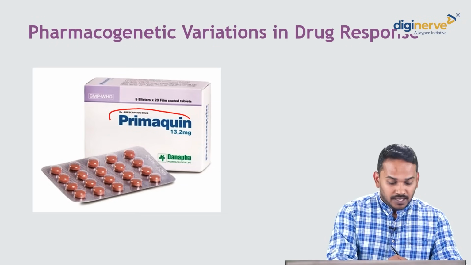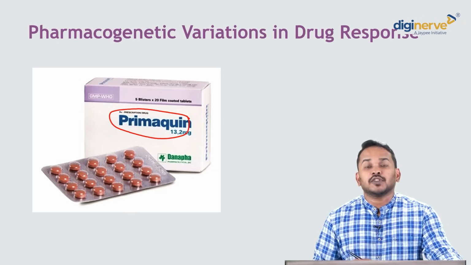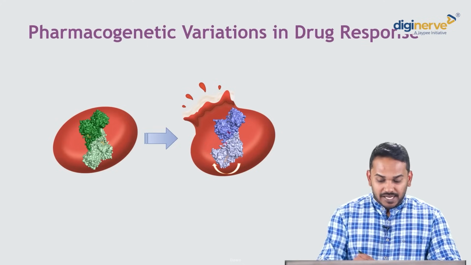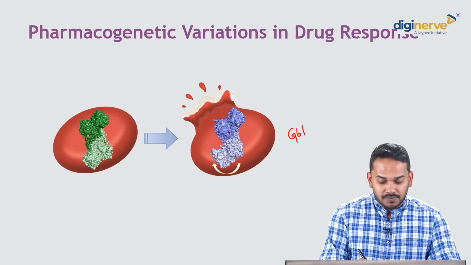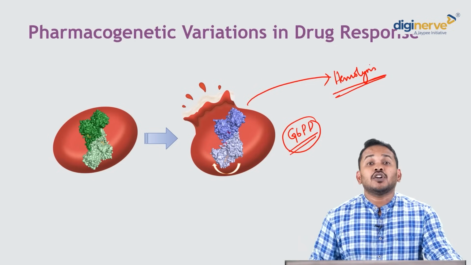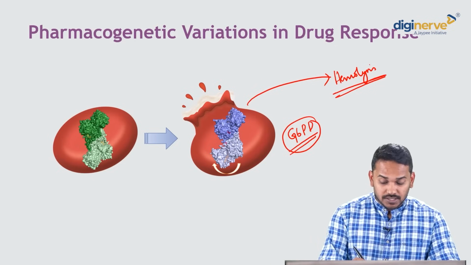An example is the adverse drug reaction associated with a drug called primaquine. Primaquine is a drug used for the treatment of malaria, and if primaquine is used in patients who are deficient of the enzyme G6PD, it will result in hemolysis. It does not occur in all individuals, it only occurs in individuals who are deficient in G6PD.